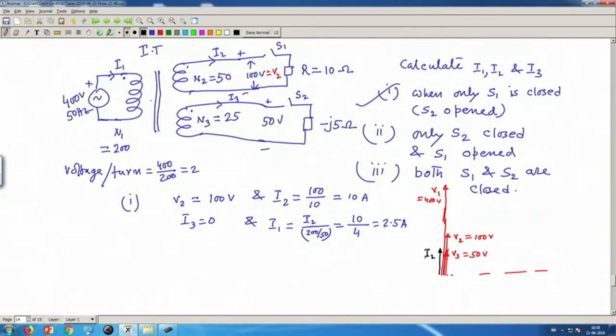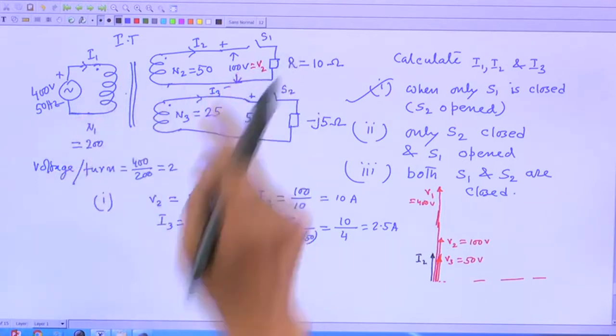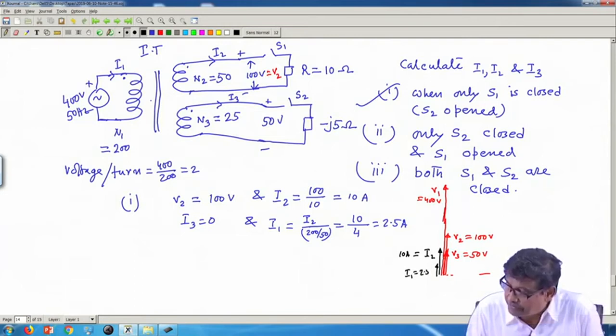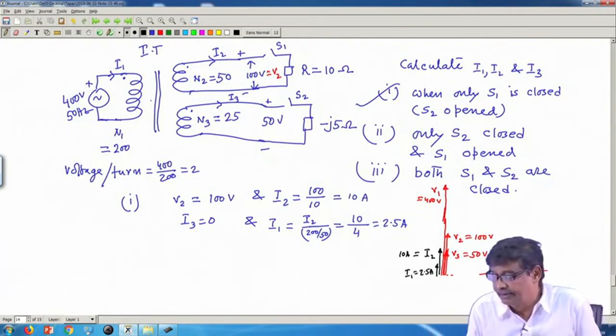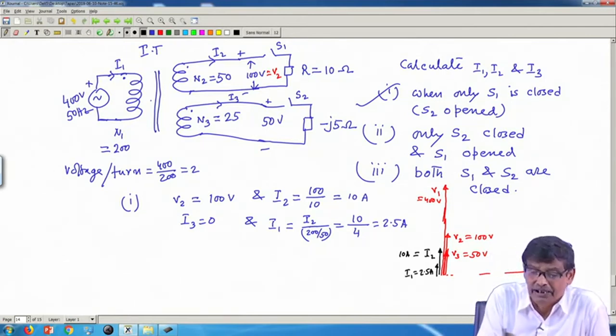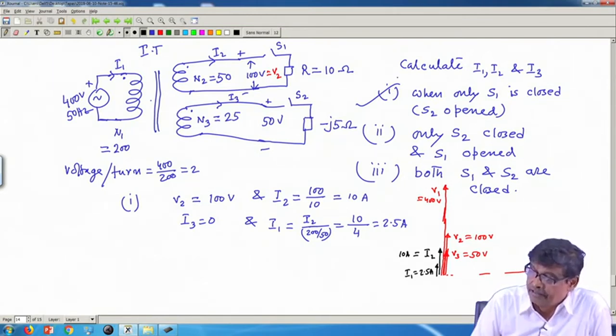So, what will be the primary current? This is the HV side, so HV side current will be less, the ratio is 400:100. So, it should be divided by 4. So, this is equal to 10 ampere. So, primary current I 1 will be equal to 2.5 ampere. I 3, nothing is there, your problem is over. If you wish, you can calculate the equivalent impedance seen by the source, and you can verify it is equal to A square into 10, etc. This part is very simple.